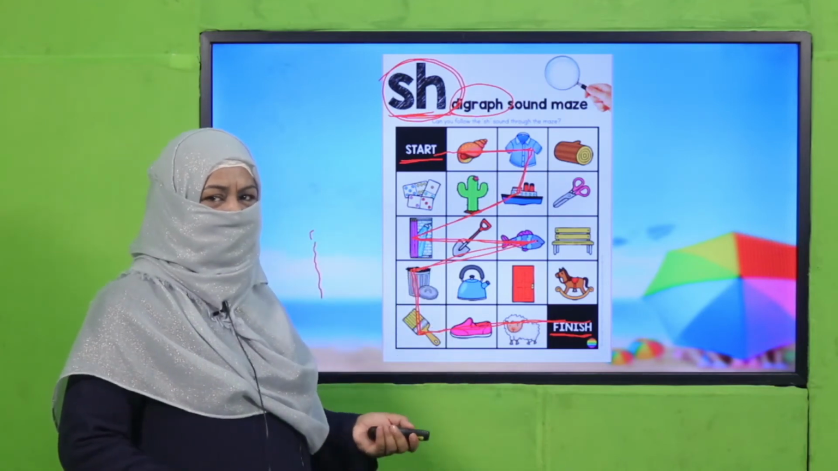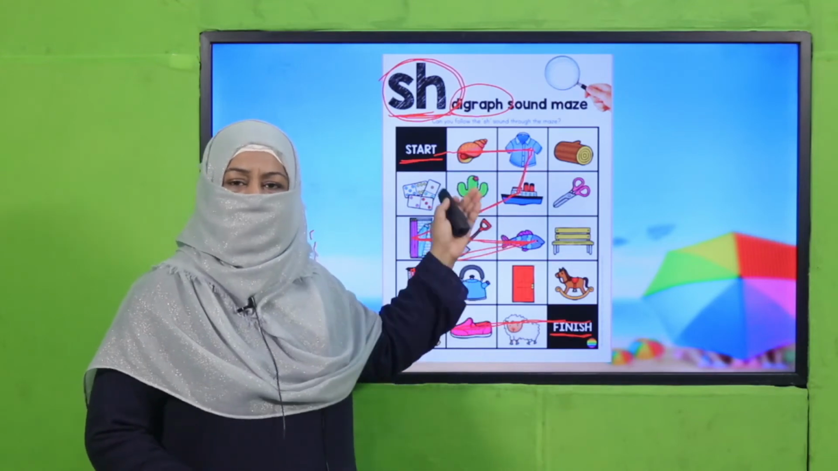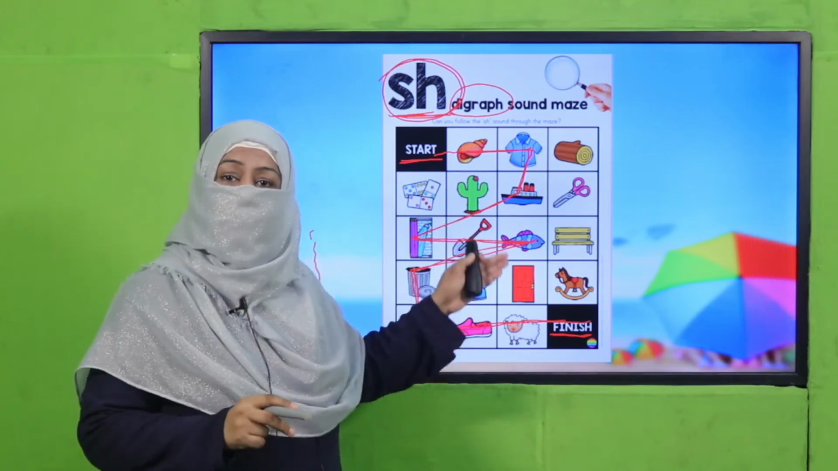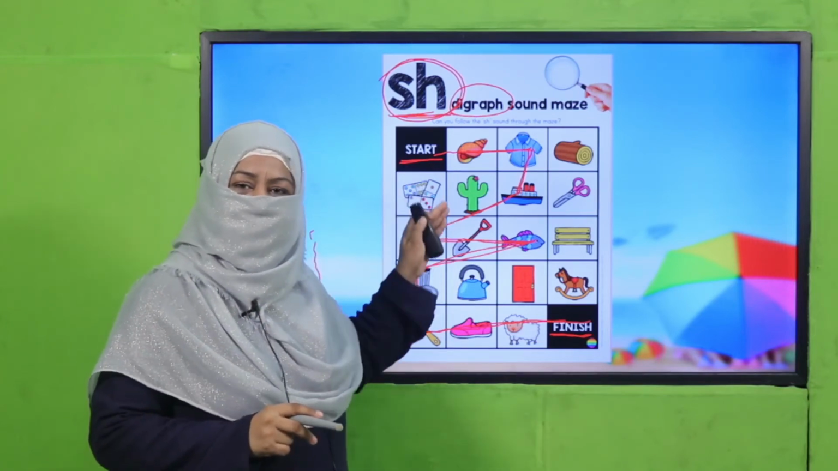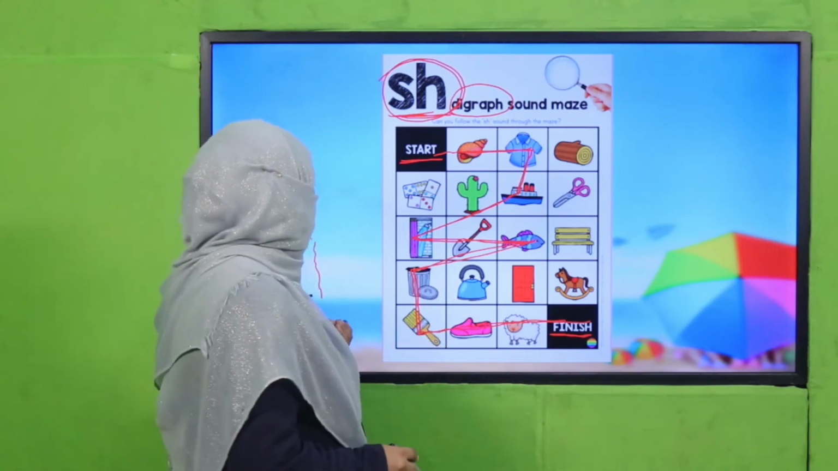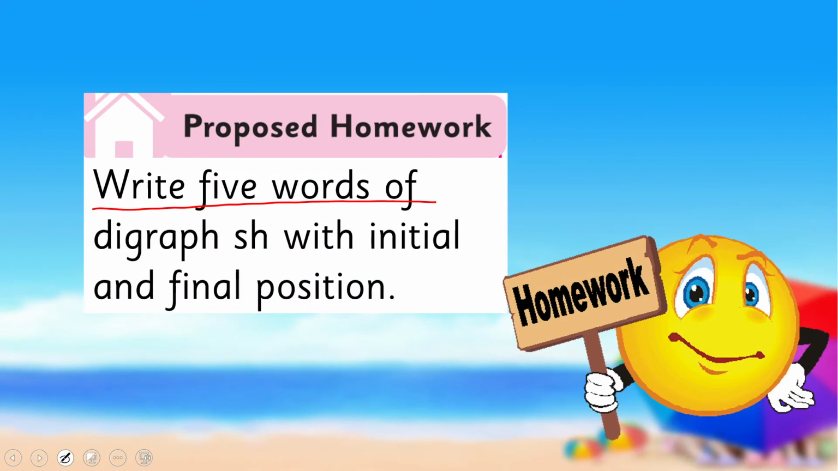So are you clear with it? This is how we follow a picture map in a sequence. This is a picture map. So whenever you do a maze, it's a process. It's a sequence we have to follow. Do you understand? Okay, beta. So that's it. Let's give you a homework. You will write 5 words of digraph sh with initial and final position.